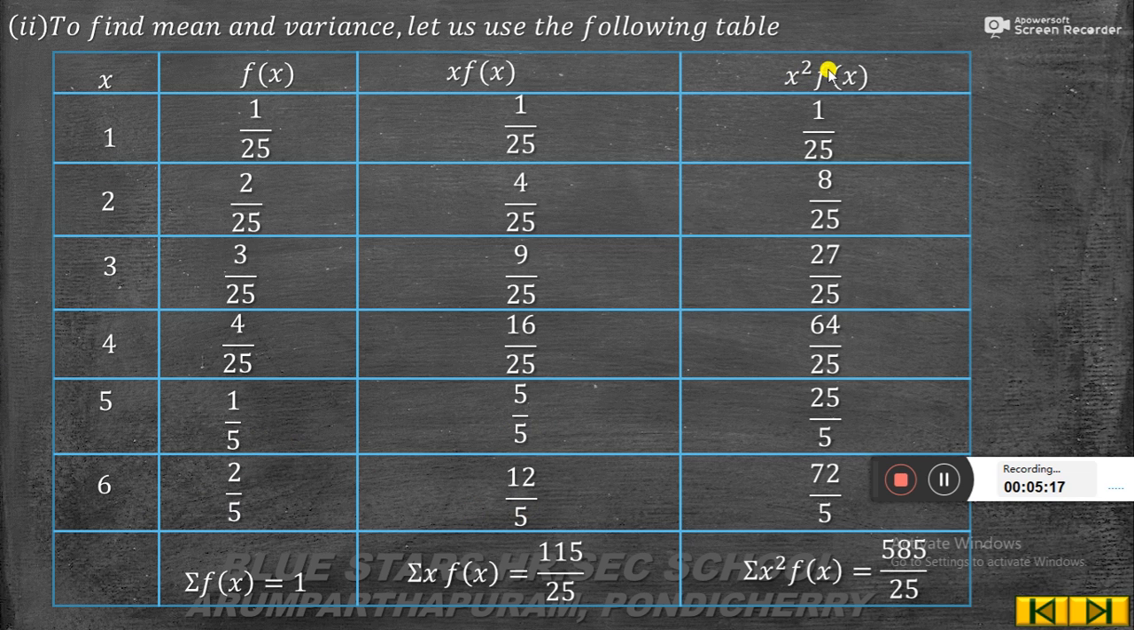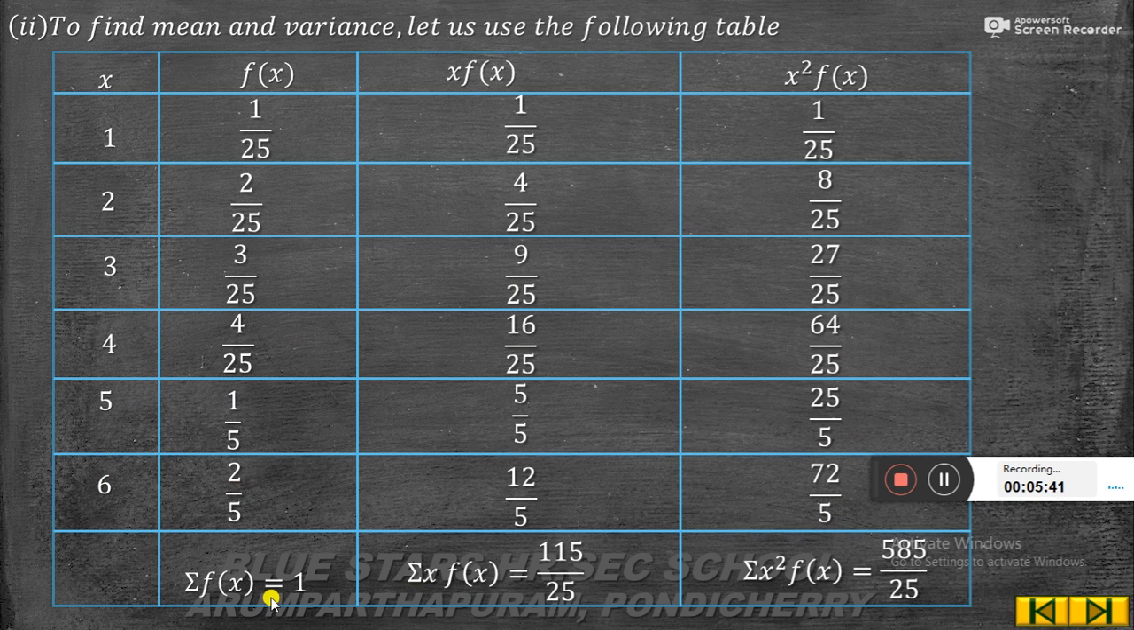So next x square f of x. X square means this, 1 square means 1, so 1 by 25. 2 square means 4, 4 into 2, 8 by 25. Next 3 square 9, 9 3s are 27 by 25. So 4 square 16, 16 into 4 are 64 by 25. 5 square means 25 by 25. Next 6 square means 36 into 2, 72 by 5. So this is the answer, we added it.